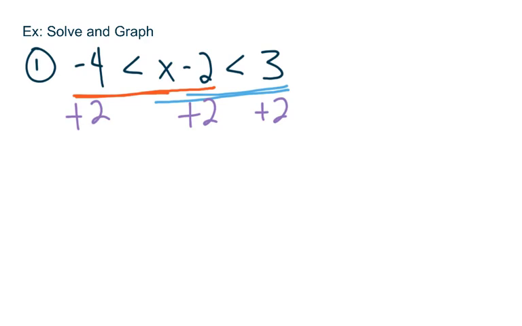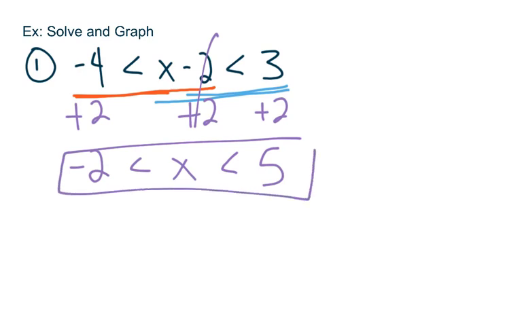So -4 plus 2 on the left, that would be -2. Still have less than. The 2's cancel. I'm left with x. 3 plus 2 is 5. This right here is our answer. That's our solution. When we go to graph, we've got the number line, -2 is smaller, so that goes out to the left, 5 on the right. Open circles at both. What this inequality is stating is x is greater than -2 and less than 5. The only numbers that are greater than -2 and less than 5 are the numbers in between -2 and 5. So there's your graph for number 1.